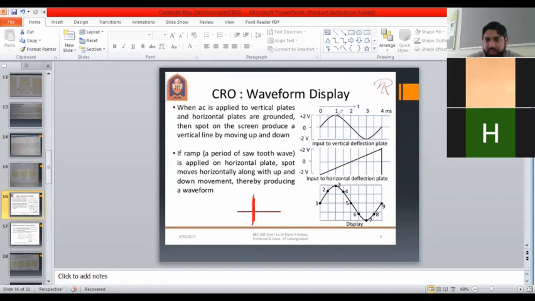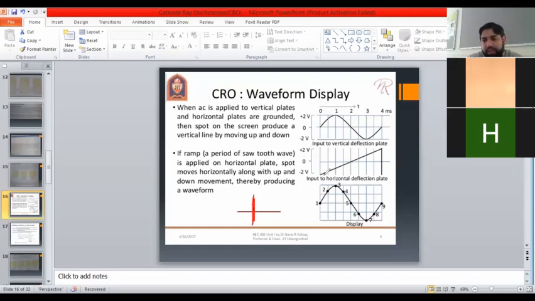So when we have applied an AC signal to the Y plates, the dot is moving above the center point and then below the center point, and it's repeating its motion. For all the dots, we will be seeing a vertical line. Okay, now that was only for the y-axis.